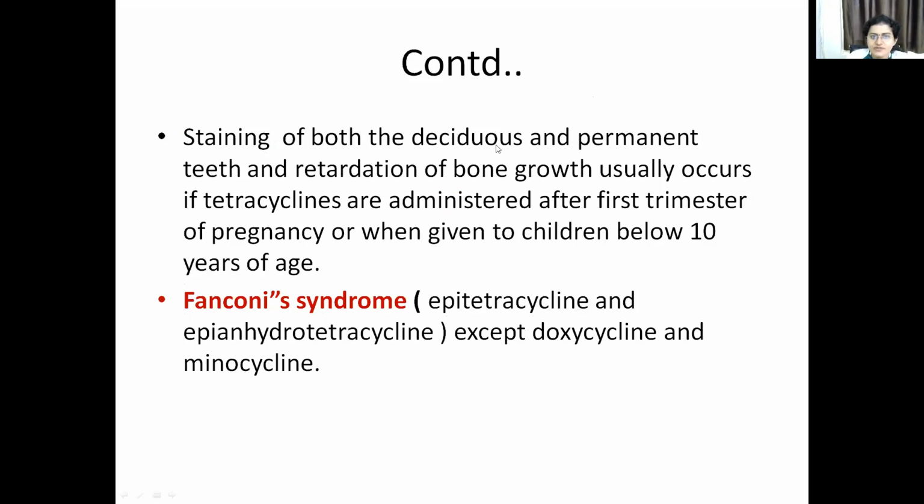So staining of both the deciduous teeth and permanent teeth, and retardation of the bone growth usually occurs if tetracyclines are administered after first trimester of the pregnancies or when given to children below 10 years of the age. Okay, so tetracycline should not be given to any pregnant lady in the first trimester and is absolutely contraindicated in the children under 10 years of the age. Why? Because it causes staining of both the deciduous tooth and permanent tooth. Okay, and it leads to bluish gray color stain.